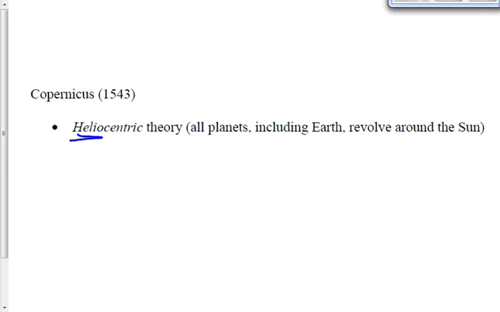Now, Copernicus didn't say anything about that path other than that the Earth revolves around the sun in a circular path. Didn't describe it, didn't say why it does, didn't say how it does. It just does. The Earth goes around the sun.